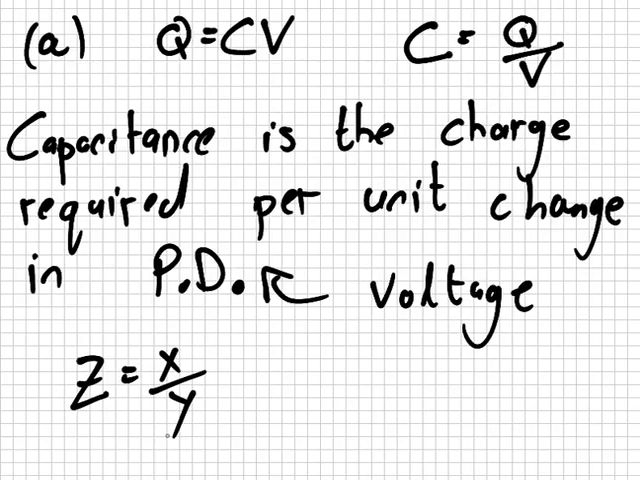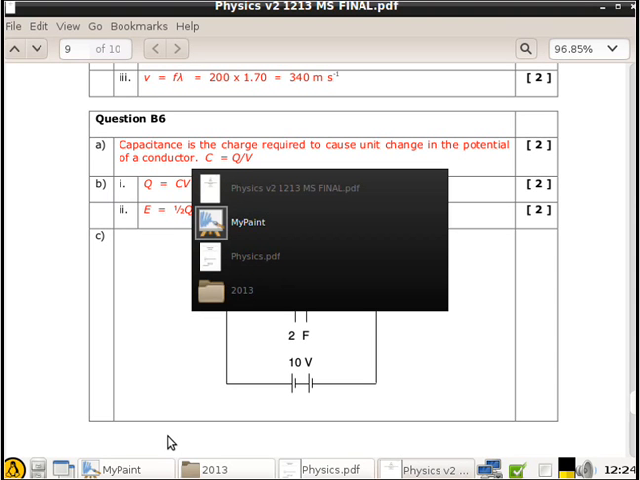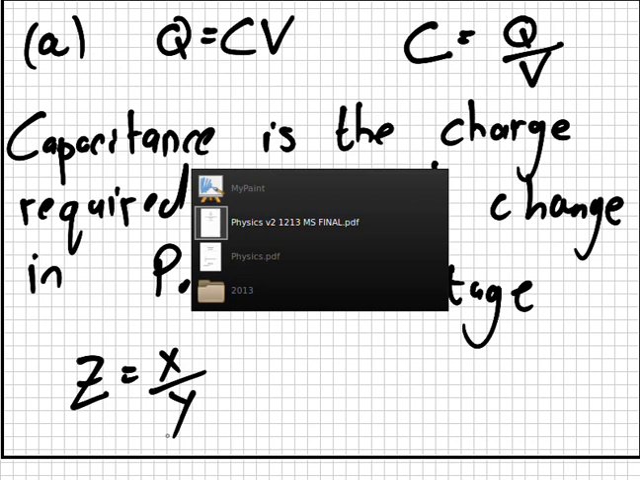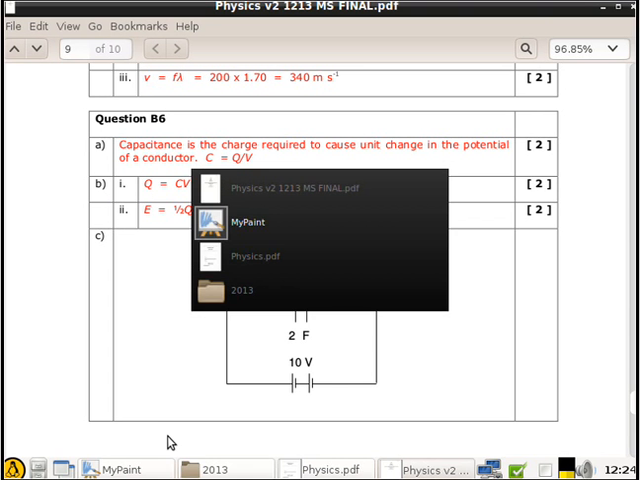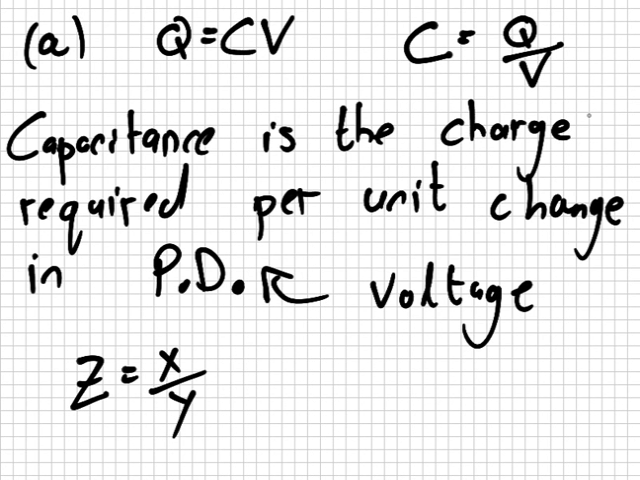Now let's compare it with what's in the marking scheme. Capacitance is the charge required to cause a unit change in potential of a conductor. It's pretty much the same. How many marks is that now? 2 marks. So I would say 1 mark for this and 1 mark for this would do it.